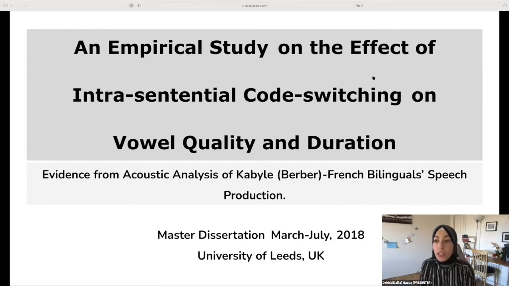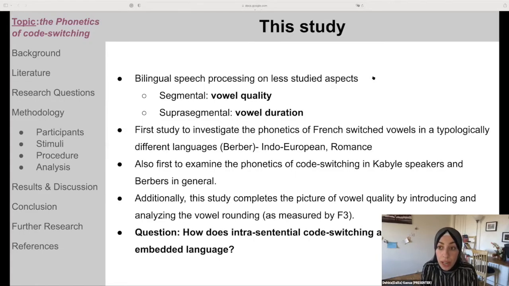Okay, moving to another slide. This slide explains why this research was needed. First of all, this study focused on the less studied aspects of the phonetics of code switching. These are vowel quality and vowel duration, as shown on the slide. Then this study was the first to investigate the phonetics of French switched vowels in a typologically different language, which is Berber, because the previous studies focused on languages that fall under Indo-European or Romance languages.